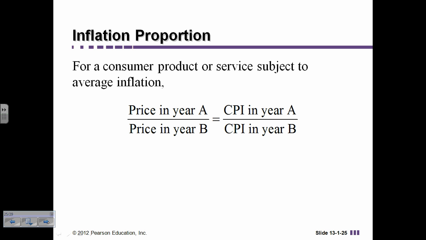All right, so for a consumer product or service to average inflation, if you're doing a comparison of these two, we have this formula: price for year A, price for year B, consumer price index in year A, and consumer price index in year B. So in order to get these consumer price index values, you have to look at that chart, again, on page 696 to get that information.